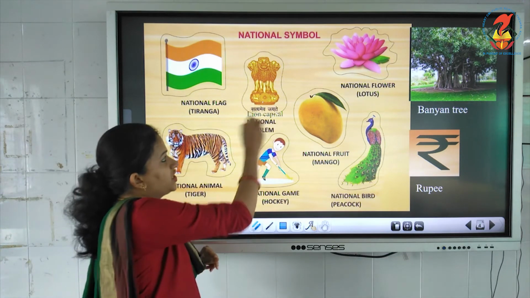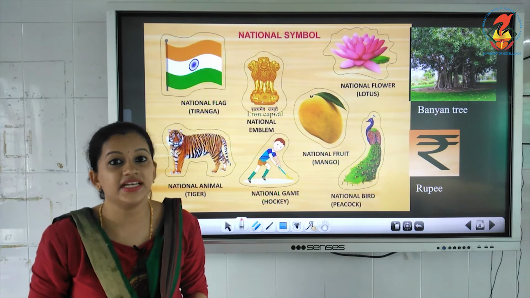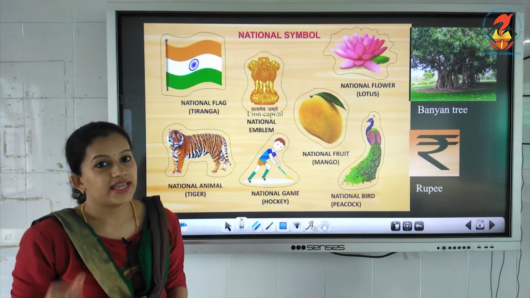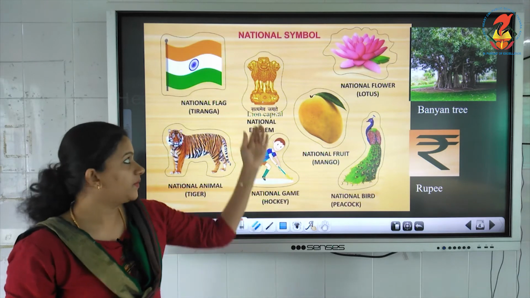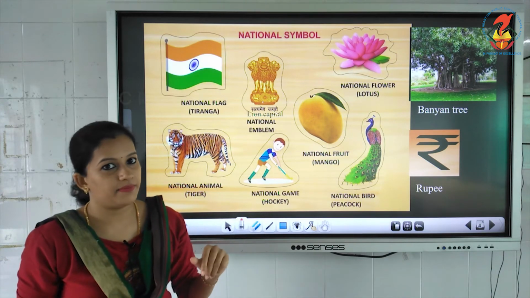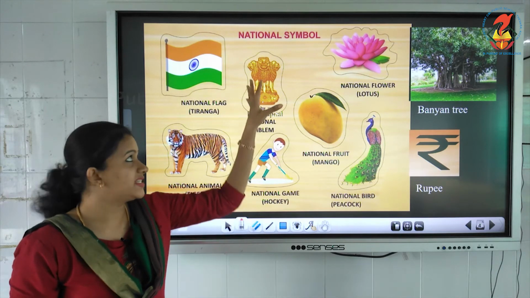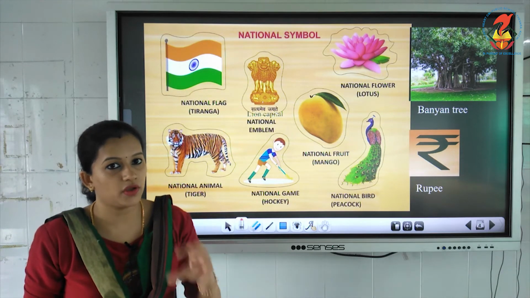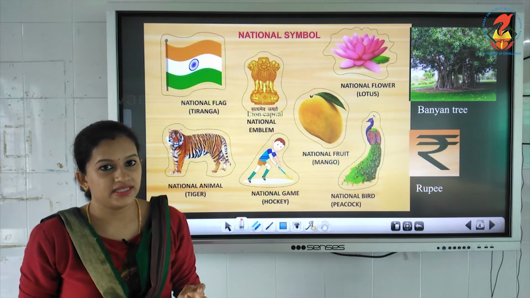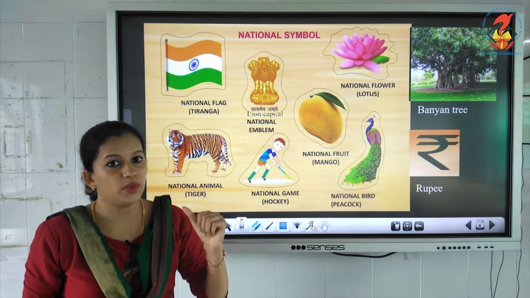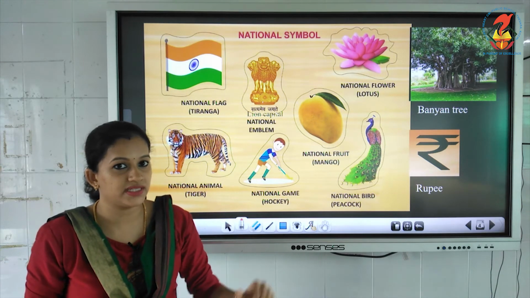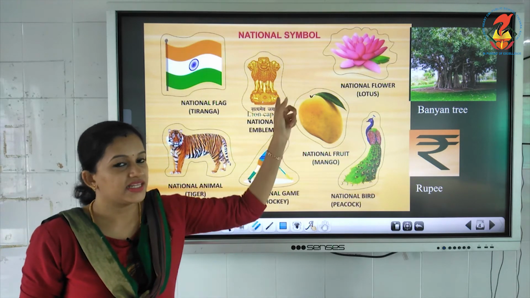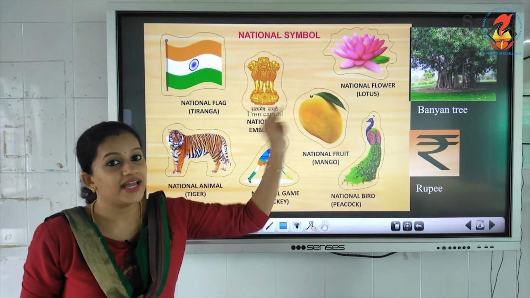This is our national emblem. We call it the lion capital of Ashoka. Okay, lion capital of Ashoka, or simply you can call it the lion capital. Okay, and you could see this emblem on almost all government documents like stamps. Isn't it, like stamp papers, government seals, on the Indian government seal, you could see this emblem. Okay, this is our national emblem, that is our lion capital.